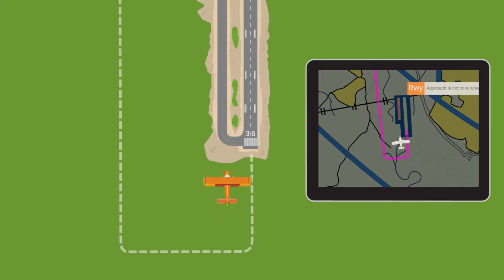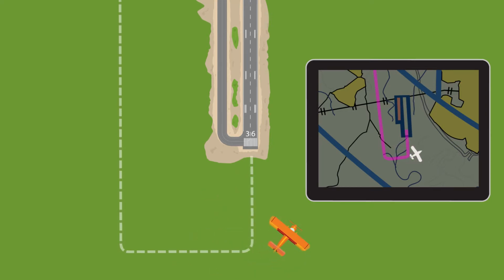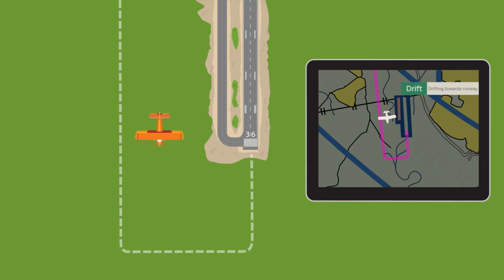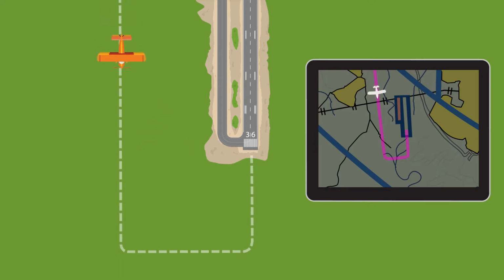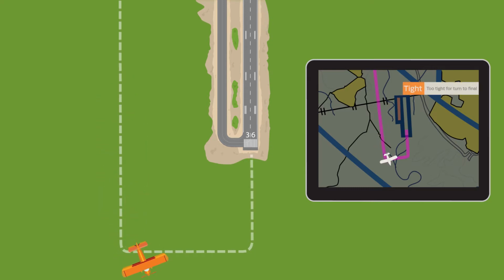Approach is not to a runway. Maybe the pilot overshoots the turn to the final approach course. Overshot final. Maybe the pilot drifts too close to the runway during the downwind leg. Drifting towards runway. Or maybe the pilot is flying too fast in the traffic pattern and is unable to make a safe turn toward the runway. Too tight for turn to final.